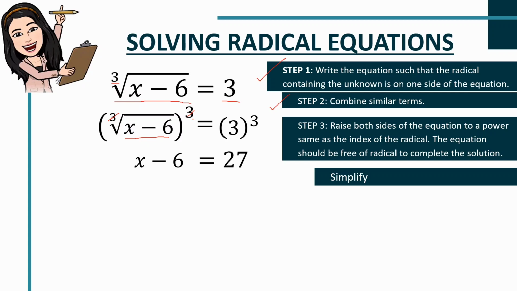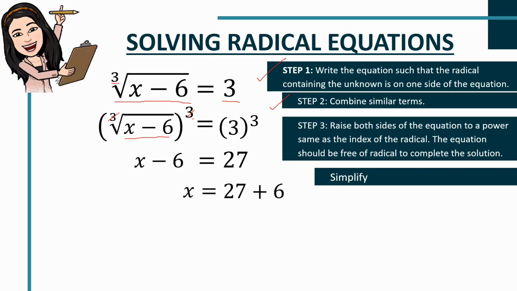It means 3 times 3 times 3, not 3 times 3. Maliwanag? Okay, so that should be 3 times 3, 9 times 3 is equal to 27. So, therefore, this is 27. So, after that, i-simplify pa natin hanggang sa makuha na natin yung value ni x or yung value ng unknown term natin.